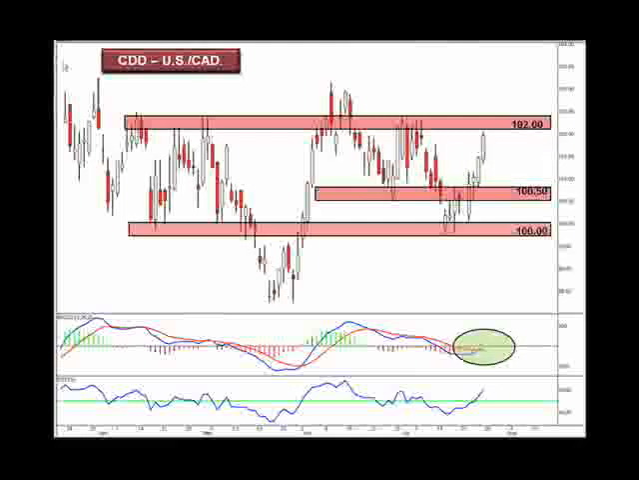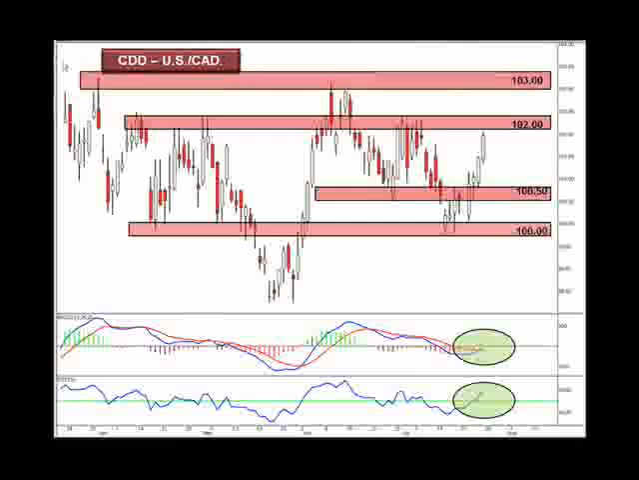If we look at our MACD and our RSI, we can see that we're starting to gain some momentum. So the US dollar is gaining a bit of strength against the Canadian dollar. So a retest of that 101 to 101.5 and a bounce off of that and a break through the 102 is likely to see us retest this very significant resistance level at the 103.